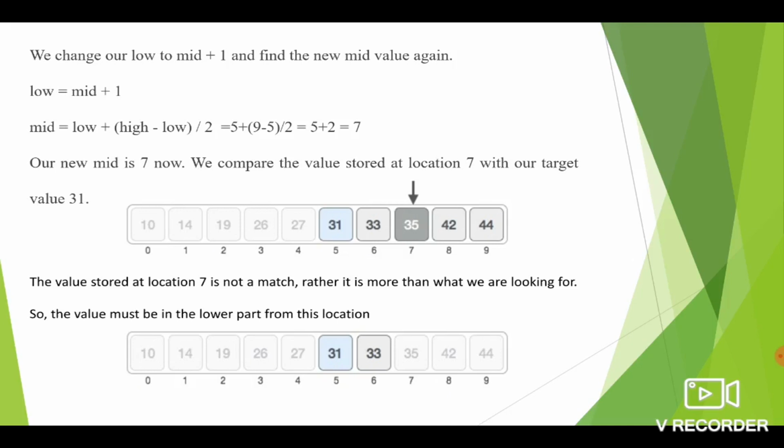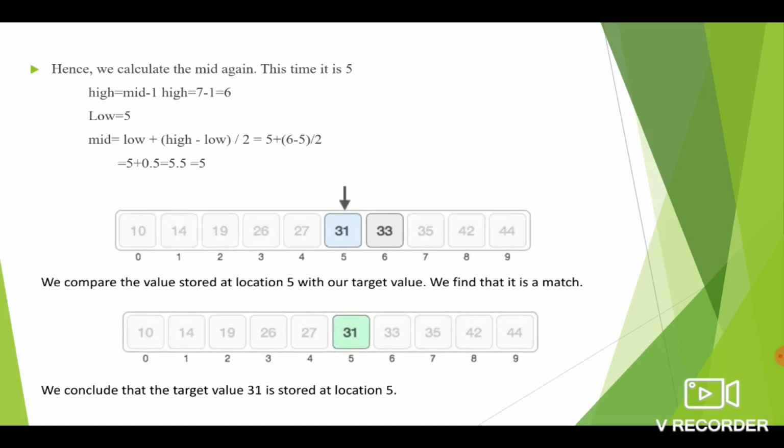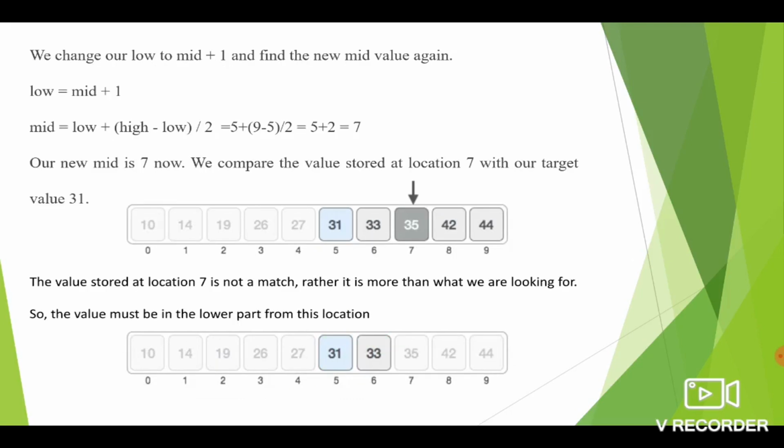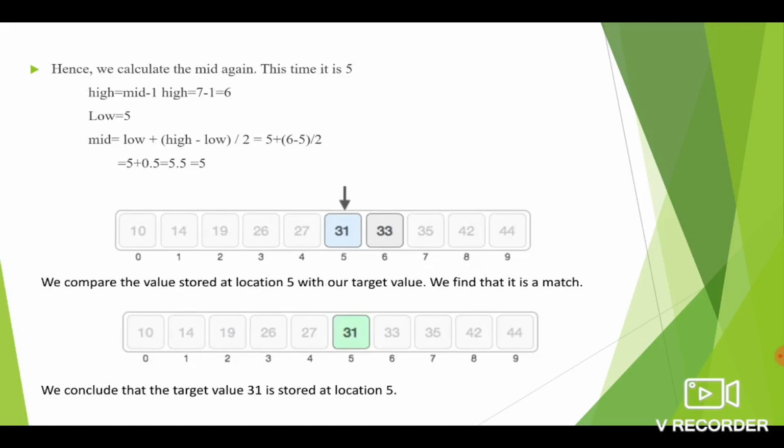Here the high value is changed to middle minus 1. The middle value is 7, so the new high value becomes 6. There is no change in the low value, so we use the same value 5. We calculate the middle value. It is 5.5, and it is rounded to 5. So this is our middle element.